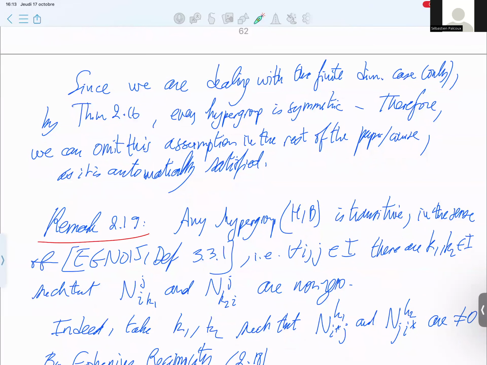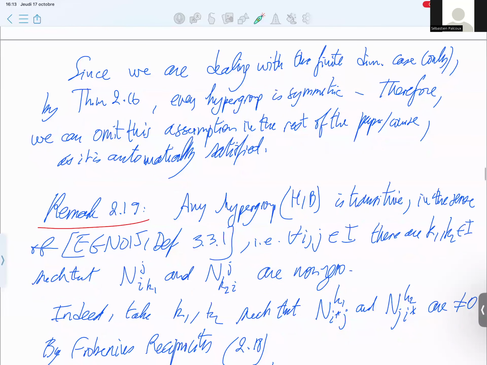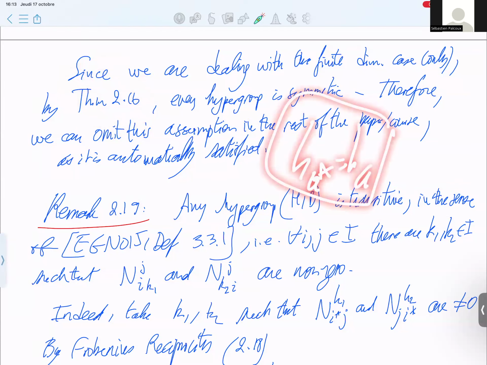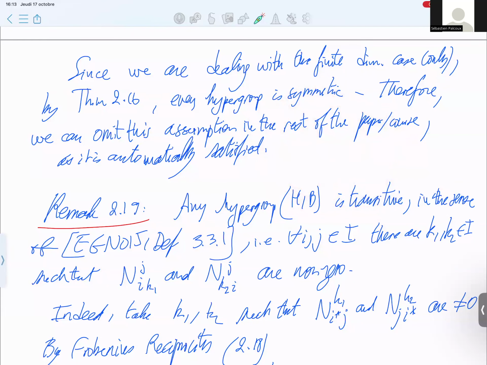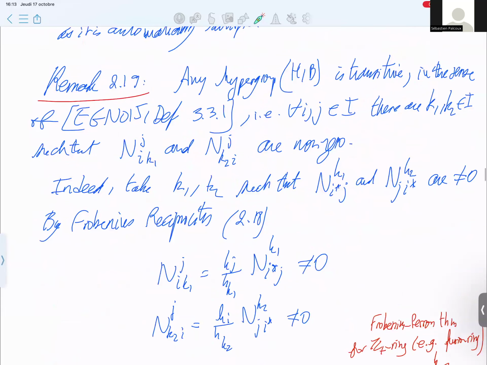Okay, so it's symmetric. We know that it's finite dimensional. So the symmetric assumption is already satisfied by this theorem, so we can avoid it. We can automatically use this property everywhere.